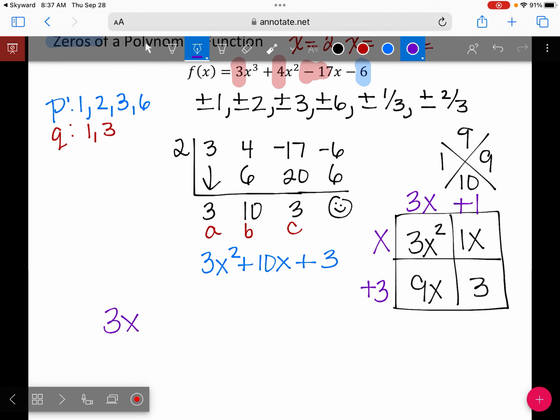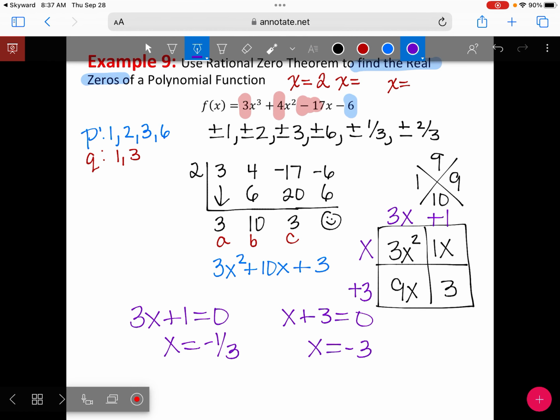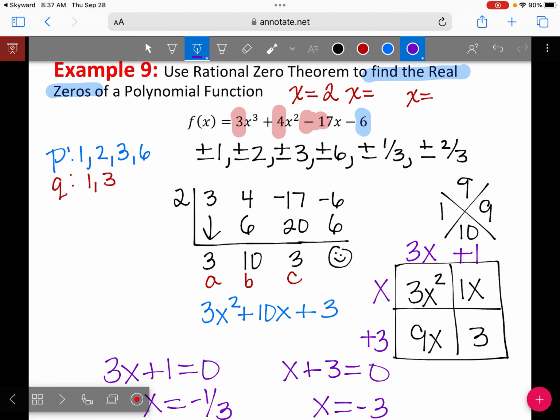So if you said 3x plus 1 equal to 0, you get x equals negative 1/3. If you said x plus 3 equal to 0, you get x equals negative 3, which was also in our list of possibilities. So we found all three of our solutions for this particular function. And it would be x equals positive 2, x equals negative 1/3, and x equals negative 3. Yes, and it's worth a lot of points.